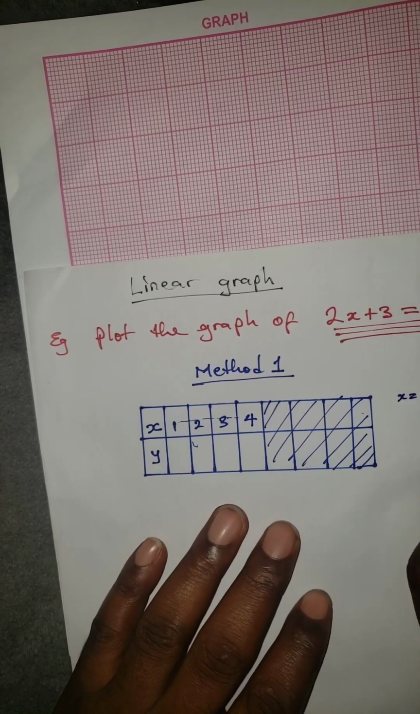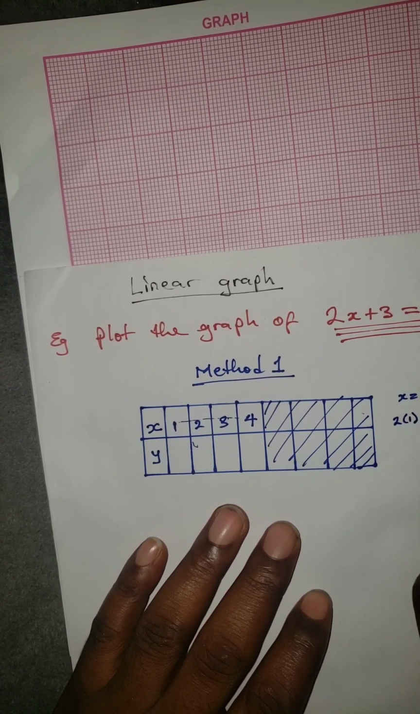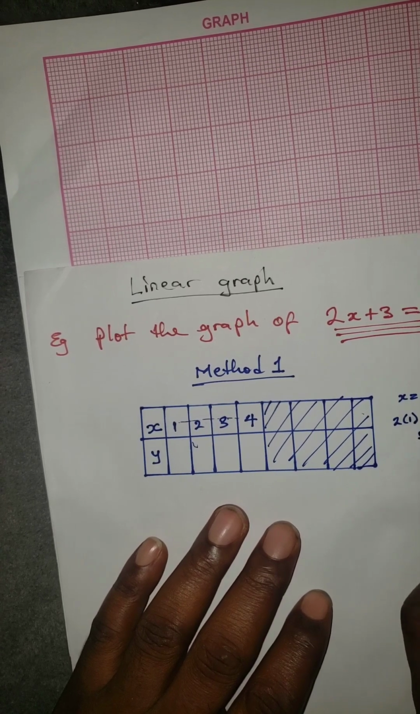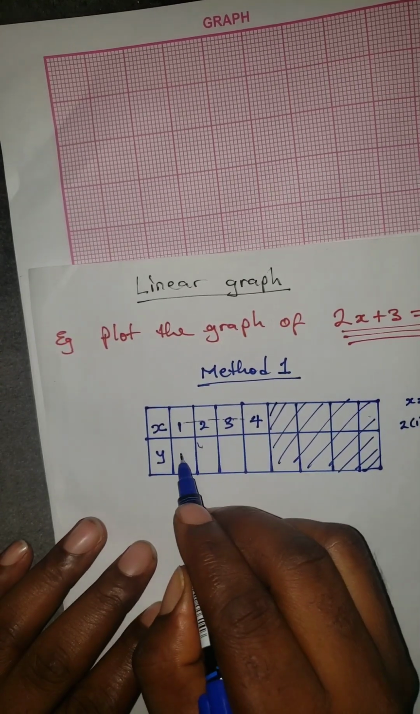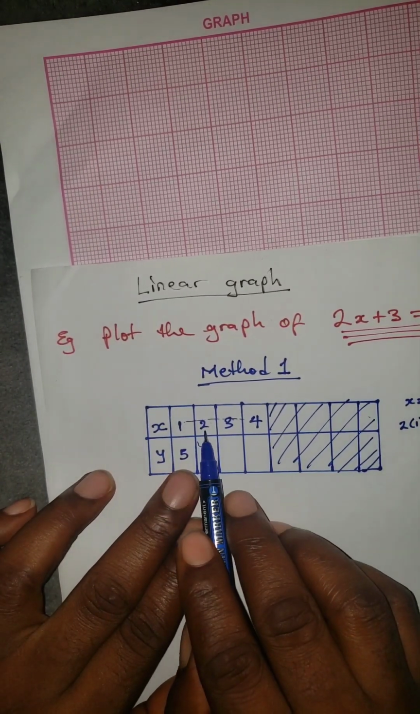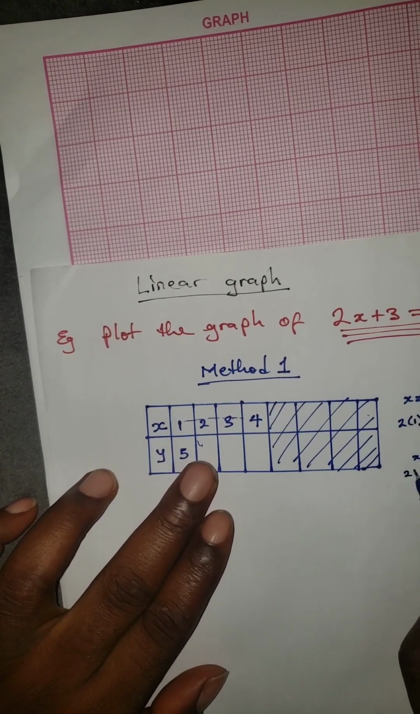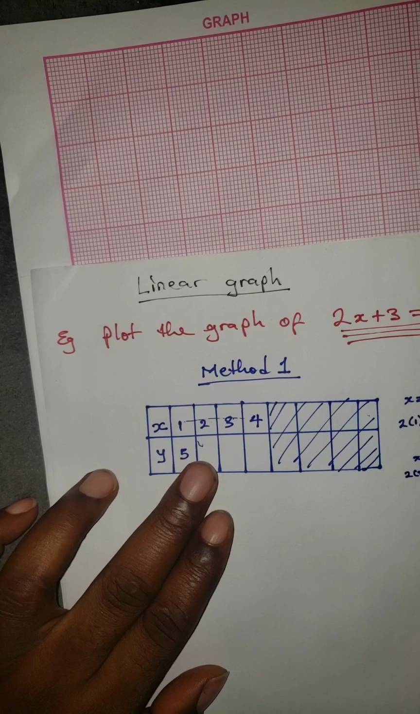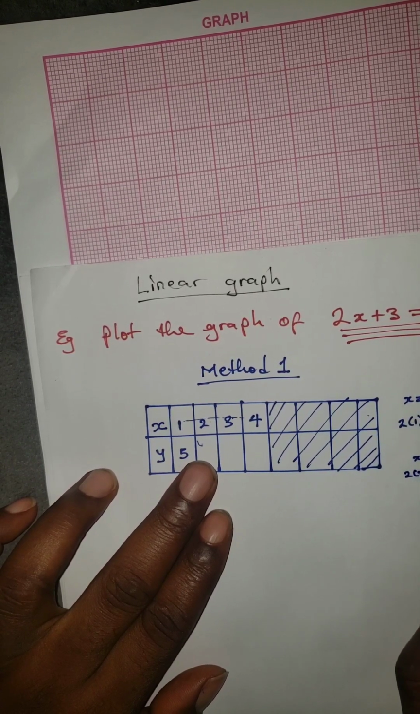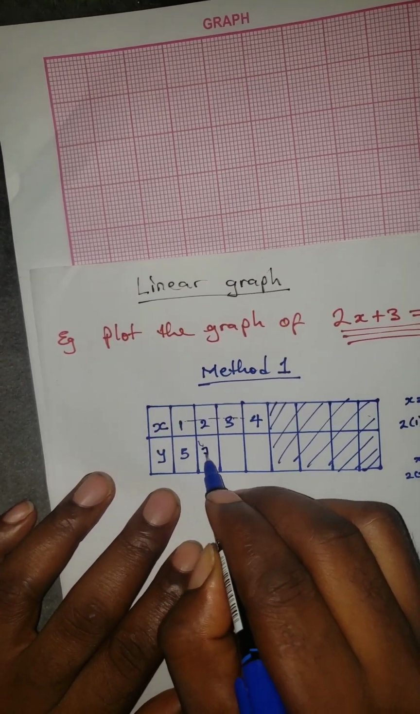So at s equals 1, we are going to have 2 into 1 plus 3. That will give us our y. Therefore, what we have here is 5 equals y. That means our y is going to be equal to 5. So let's come to when s equals 2. We are going to have 2 into 2 plus 3. That will give you our y. So 2 into 2 is 4, plus 3, that will give you 7. So our y is equal to 7.